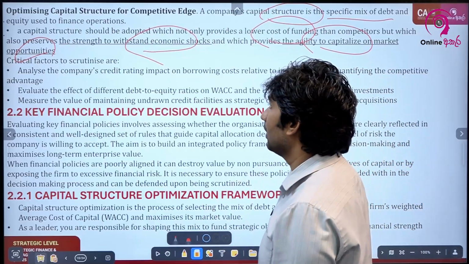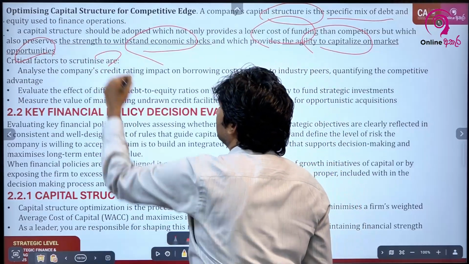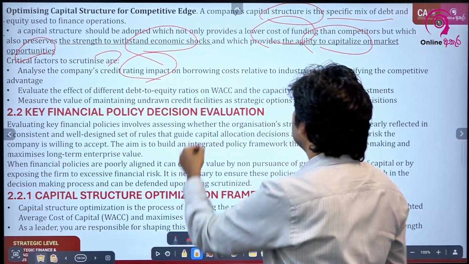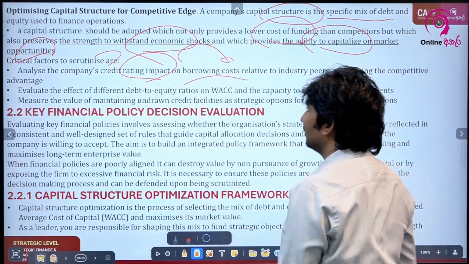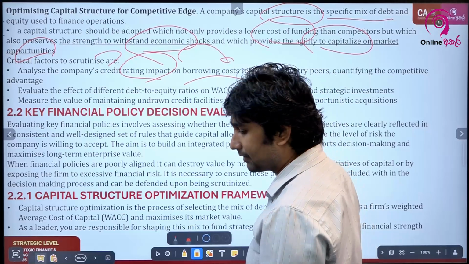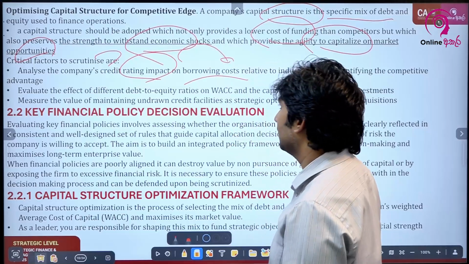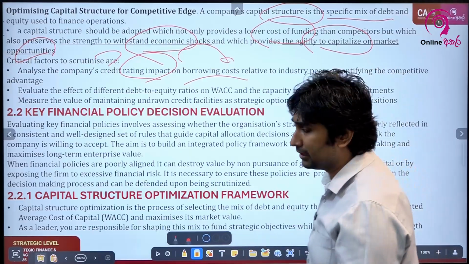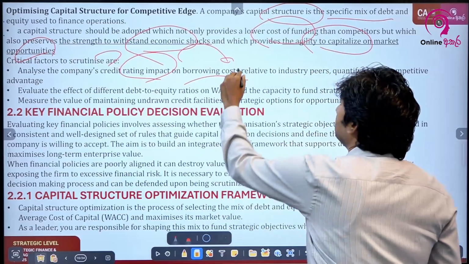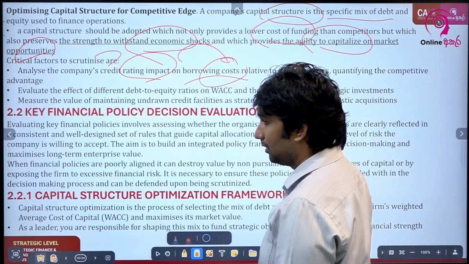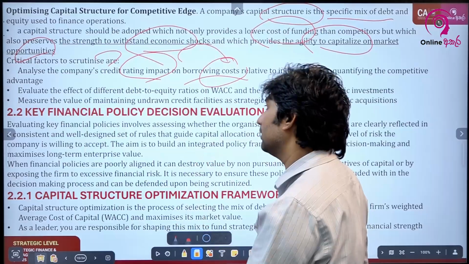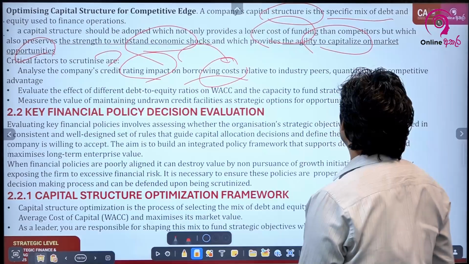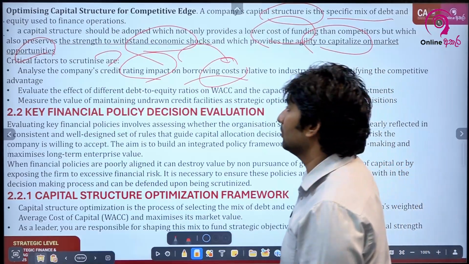So the critical factors to scrutinize are, you need to see the impact of your credit rating, how that impacts your total borrowing cost. So for example, financial companies have credit ratings. So compare the competitors' credit rating with ours, and how does it impact our borrowing cost? When we are going to take a temporary OD from a bank, how does our credit rating impact us compared to the competitors? You need to always look at that.